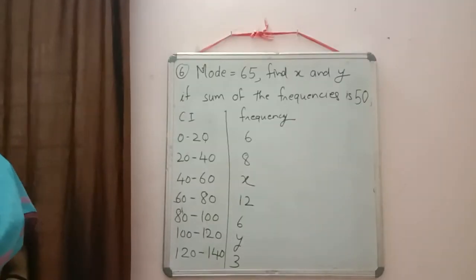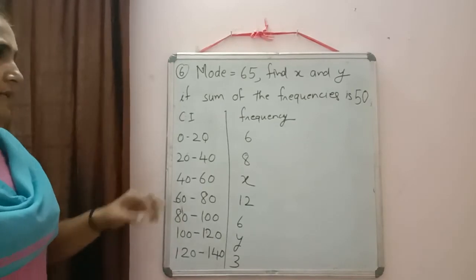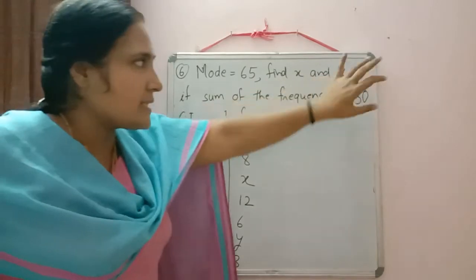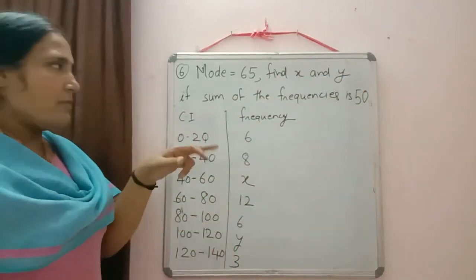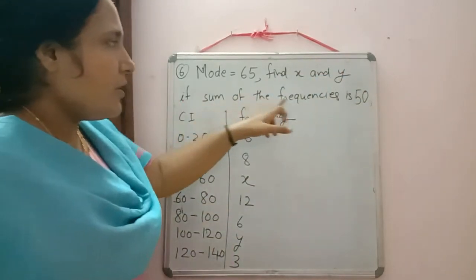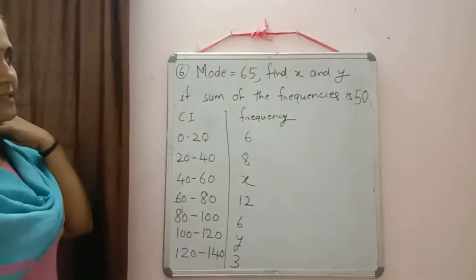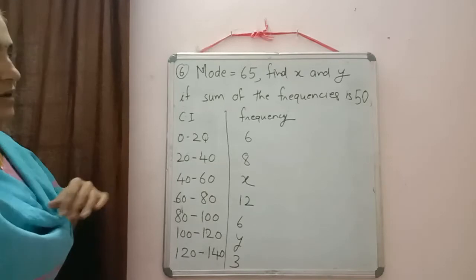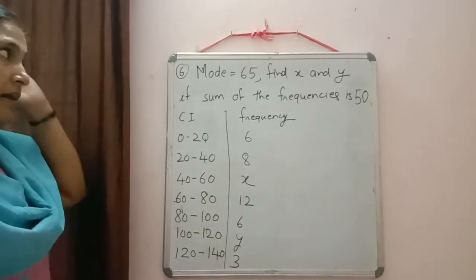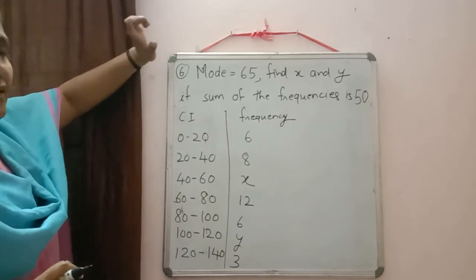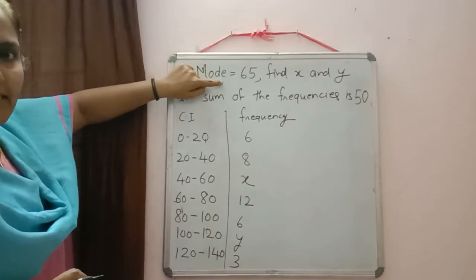So all of you can check the next, sixth question. Mode is equal to 65 is given. The question is find x and y, and one more piece of information is given: the sum of the frequencies is 50. So here the sum of the frequencies is also given. Now again we can check what will be our modal class. For that you have to check what mode is given. Mode is equal to 65.